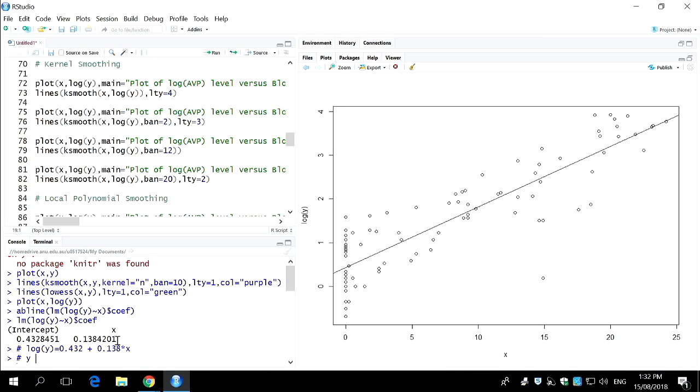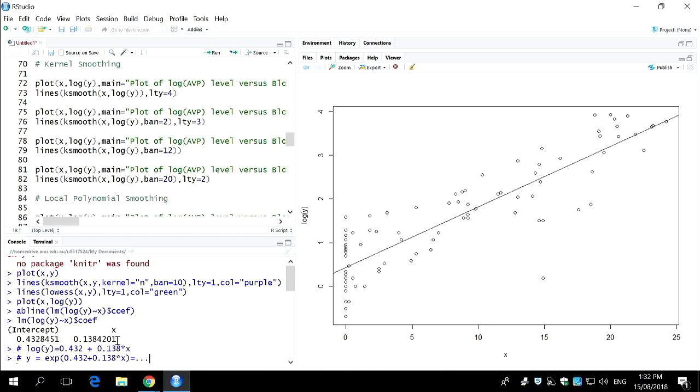So that means y is equal to e to the, not next, exp, e to the 0.432 plus 0.138 times x. And then you can use the rule of exponents to expand through that. And you should write it out. You should try to write it out as a times x to the b, right? That's the way you should end up writing it.